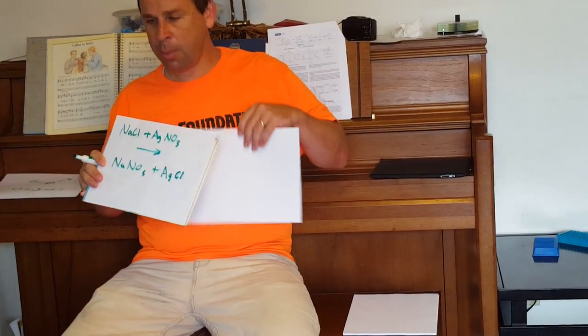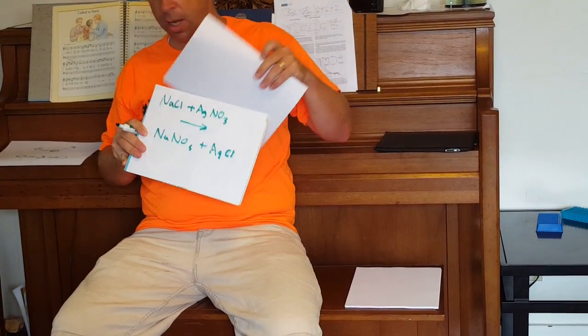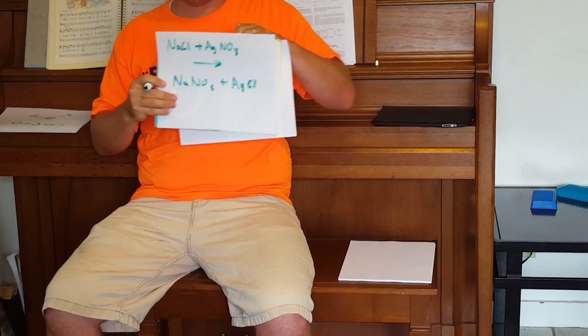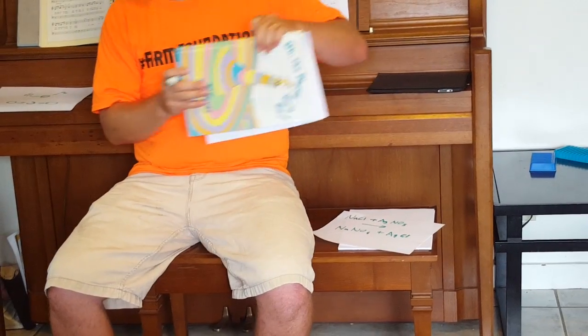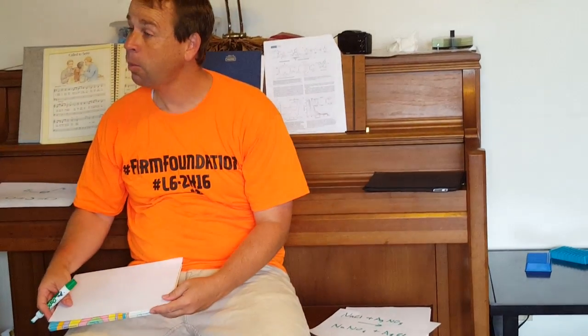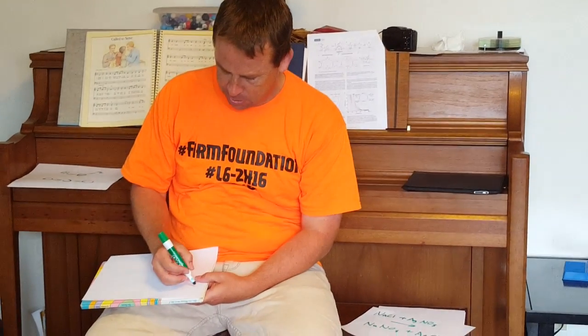silver. Now I'm going to show you a different kind of reaction. So this is a standard reaction that we've been studying. What happens with those? There is a reaction with those. It's a precipitate reaction, right? Now here's another reaction.